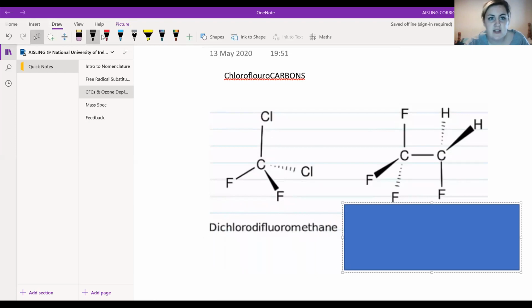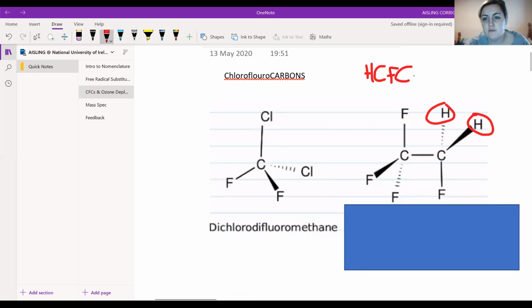Beside that, then we've got another sort of subset of chlorofluorocarbons. The difference here is that there is a hydrogen. The hydrogen's present. So if you're going to give a guess, what are these going to be called? Hydrochlorofluorocarbons. HCFCs, in other words. Okay. How do you guys get on with the naming of this one?